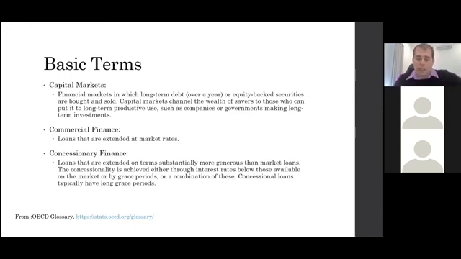So one of the things that I think people use and maybe don't understand is what the term capital markets actually means. So I wanted to just run through capital markets, commercial finance, and concessionary finance as a basic glossary. Although there are many other terms that could go in, these are probably 3 of the most important. So the first one, capital markets, is really understanding what the instruments are. And so when we talk capital markets, we're really talking about financial markets in which long-term debt, meaning debt that's over a year, or equity-backed securities are bought and sold.